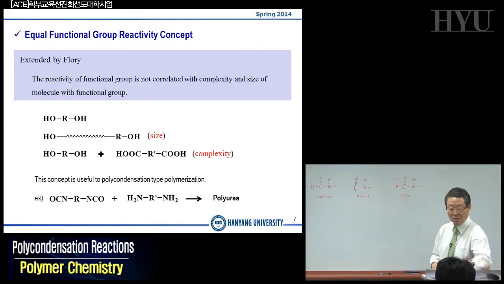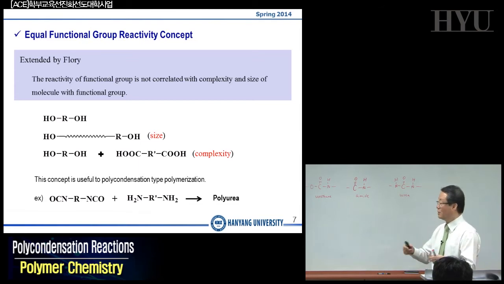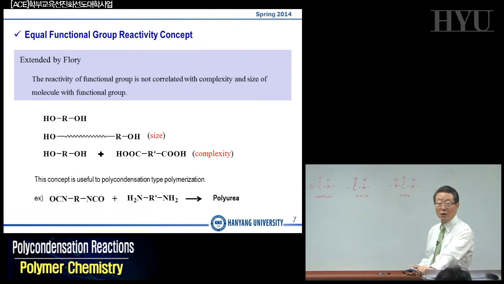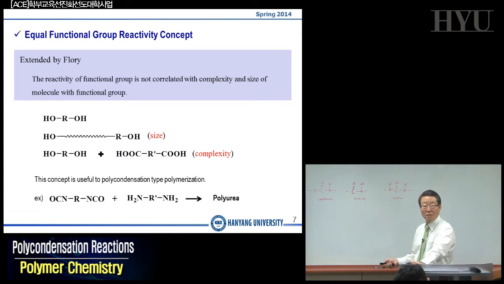The R or R prime here are the different types of your isocyanates or diamines. So if you just change your diamines or diisocyanates, you can form different types of polyurea, polyurethane, polyamide in many cases, if you just change your monomers. So the size of your R or R prime or complexity doesn't really matter for your polycondensation reactions, as suggested by Paul J. Flory.